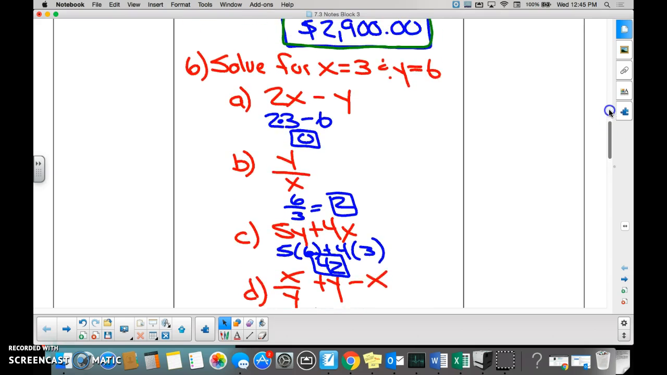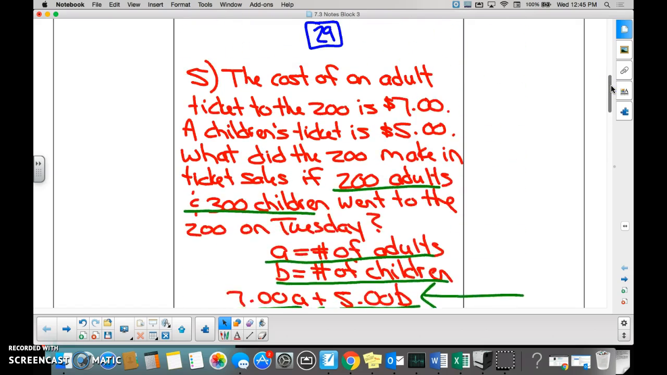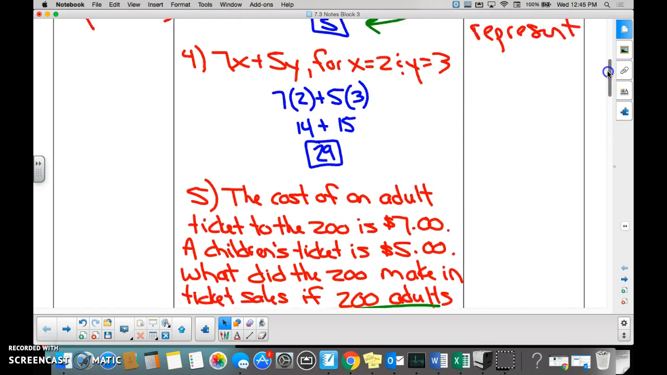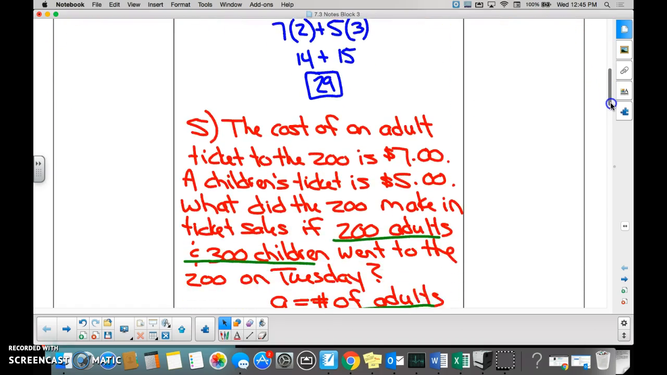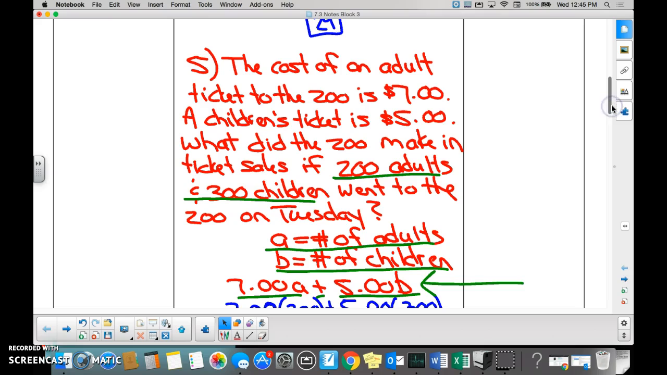for and solving. The cheat sheet idea says, I think this came from Molly and Rayma, make sure you know what your variables represent. So down here in number 5, we knew that A was the number of adults and B was the number of children because we wrote it down so we wouldn't forget. Questions?